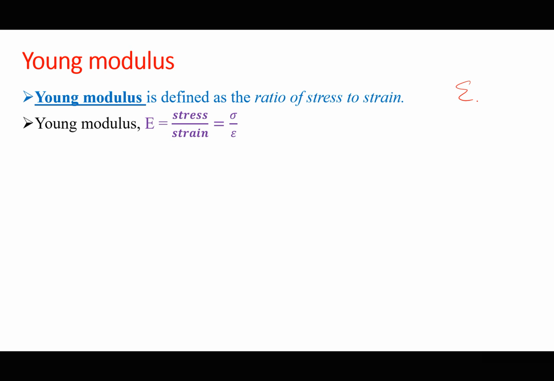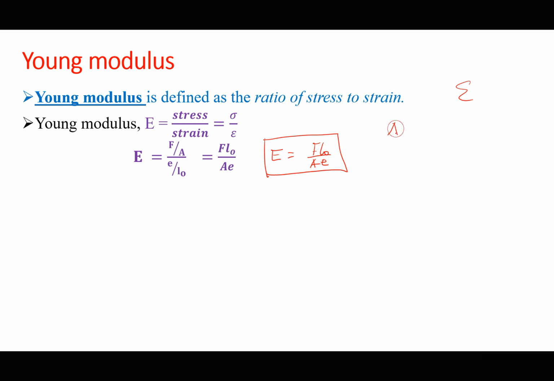Now, sometimes students prefer to use Y for Young modulus, but commonly capital E is used for Young modulus. If we combine the definitions of stress and strain, we shall come up with a simpler expression: Young modulus E is equal to F times the original length of the material divided by A times e. So many times in the calculations, students will use Young modulus as F L naught over A times e.